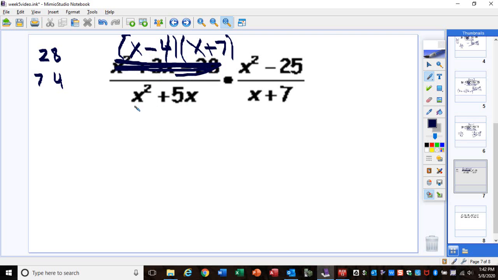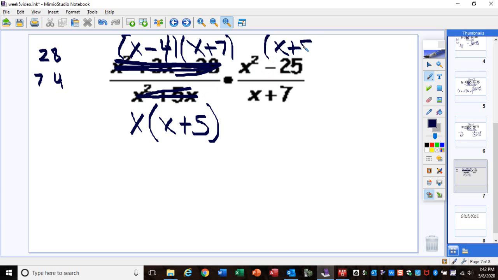Now let's go here. It doesn't matter which order you go. Let's factor an x out. So I'm going to take x, and then I'm going to factor out x plus 5. Okay, that part's done. Think back to difference of 2 squares. X squared minus 25 is x plus 5 and x minus 5.